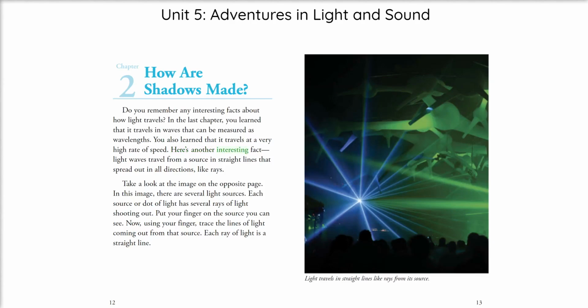Here's another interesting fact. Light waves travel from a source in straight lines that spread out in all directions, like rays. Take a look at the image on the opposite page. In this image, there are several light sources. Each source or dot of light has several rays of light shooting out. Put your finger on the source you can see. Now, using your finger, trace the lines of light coming out from that source. Each ray of light is a straight line.